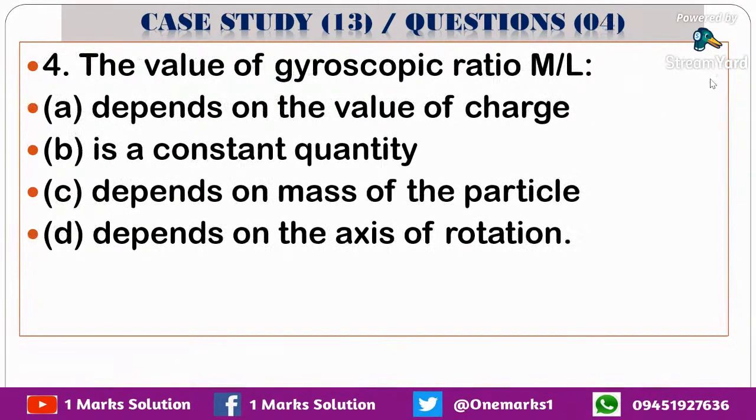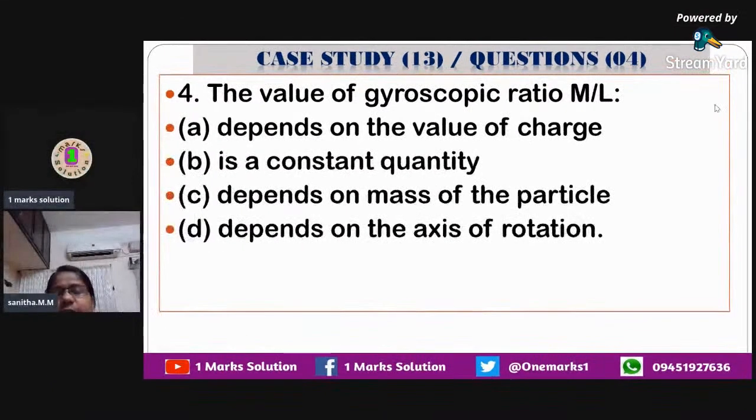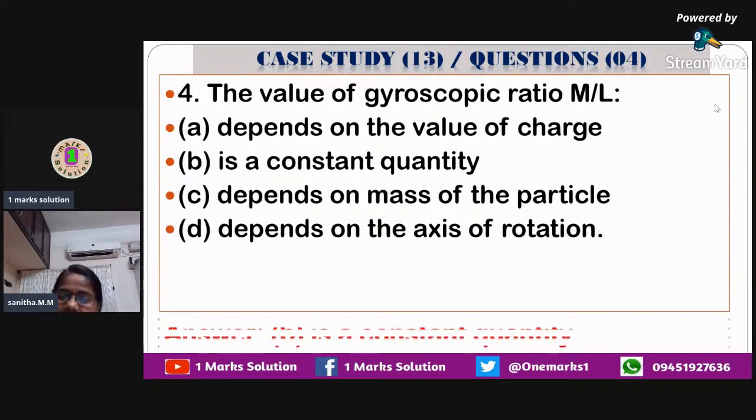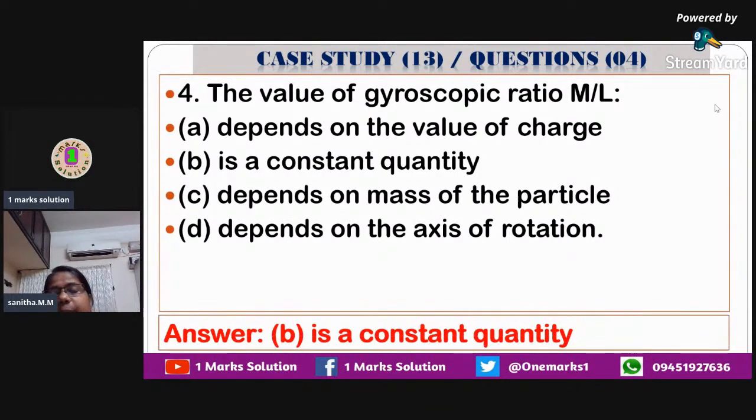Now let us move on to the fourth question. The value of the gyroscopic ratio or gyromagnetic ratio M by L: does it depend on the value of the charge, is it a constant quantity, does it depend on the mass of the particle, does it depend on the axis of rotation? It does not depend on any of them. Why? Because we have seen it is a ratio. So what will be the answer? It is a constant quantity, so the answer will be B.